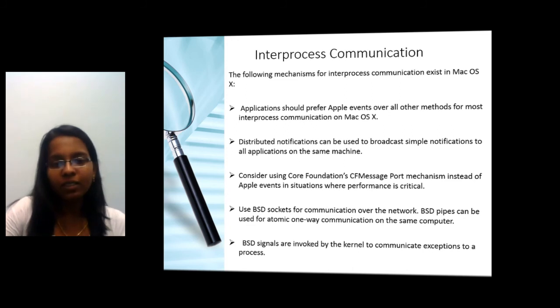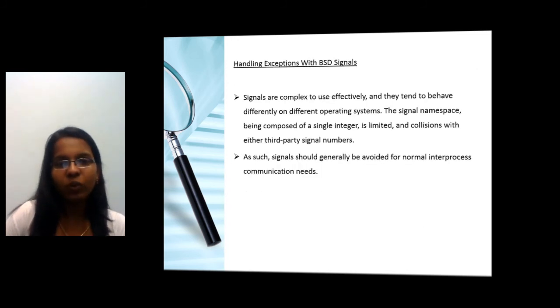We have BSD sockets for communication over a network. BSD pipes can be used for one-way communication on the same computer. A BSD signal is invoked by the kernel to communicate with a process. Here we can see how the BSD signal can be handled. Signals are complex to use efficiently, and they tend to behave differently in different operating systems. They use a single namespace with a single integer, which may collide with third-party code, so signals should generally be avoided for normal inter-process communication.